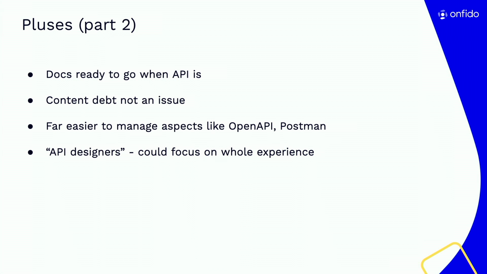Pluses, so the docs are ready to go in the APIs, that's fantastic. Content debt, very, very similar to that, is not an issue. So it's also been far easier to manage aspects of this whole project, such as Open APIs, such as Postman, and it's allowed us to kind of, as I've touched upon quite a few times, focus on being API designers. It's allowed us to focus on the whole experience. And it's really helped us to put things in perspective that way.